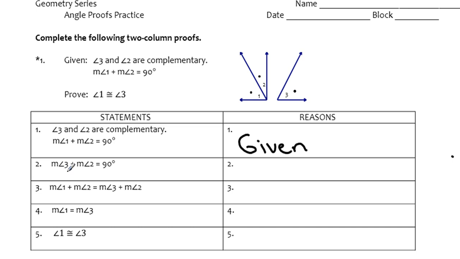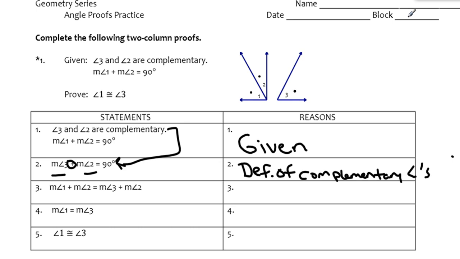The next thing says measure of angle 3 plus measure of angle 2 equals 90 degrees. Well, up here we said that 3 and 2 are complementary. Down here we define complementary, and it says that two angles that are complementary have a sum of 90 degrees. So what allows us to turn complementary into this is the definition of complementary angles. They have a sum of 90 degrees.